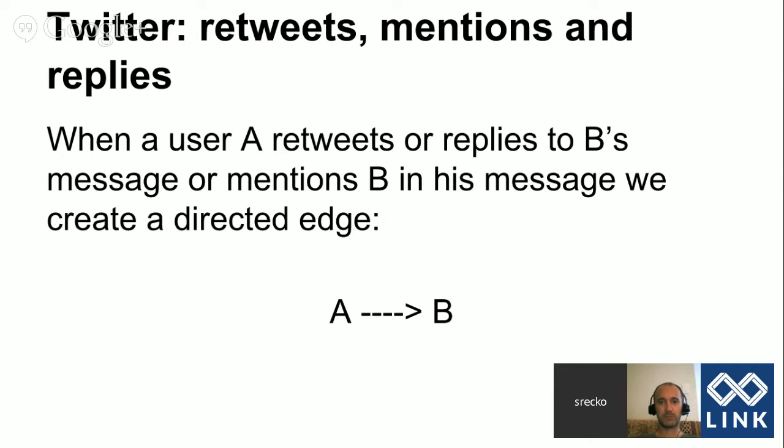For Twitter, it's a bit more complex. We have different types of interactions. You can retweet somebody else, you can mention him in a message, or you can reply to him. But in all those three ways of interaction, we created, again, a directed edge. We also keep track of what type of edge it is. Is it a reply, or is it a mention, and so on?